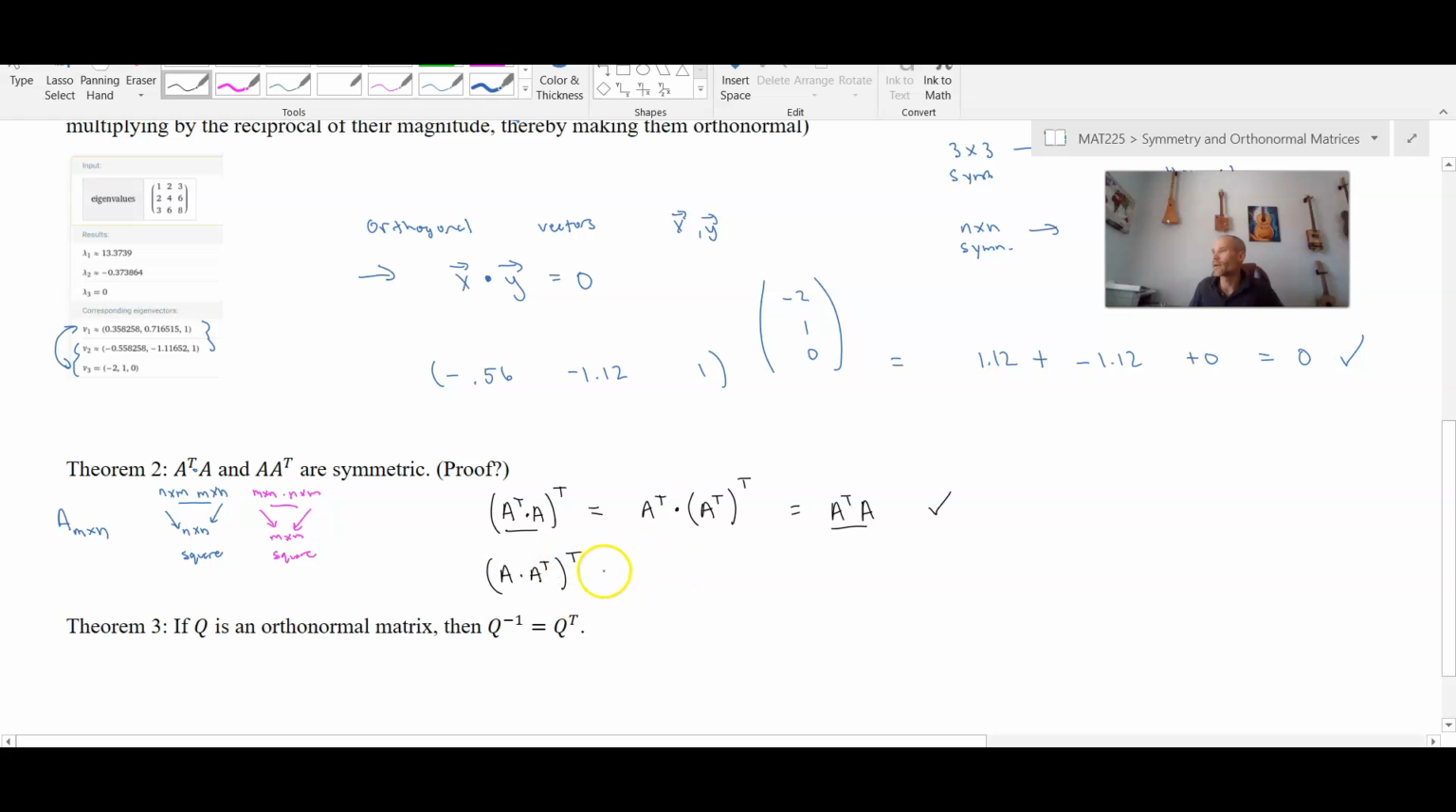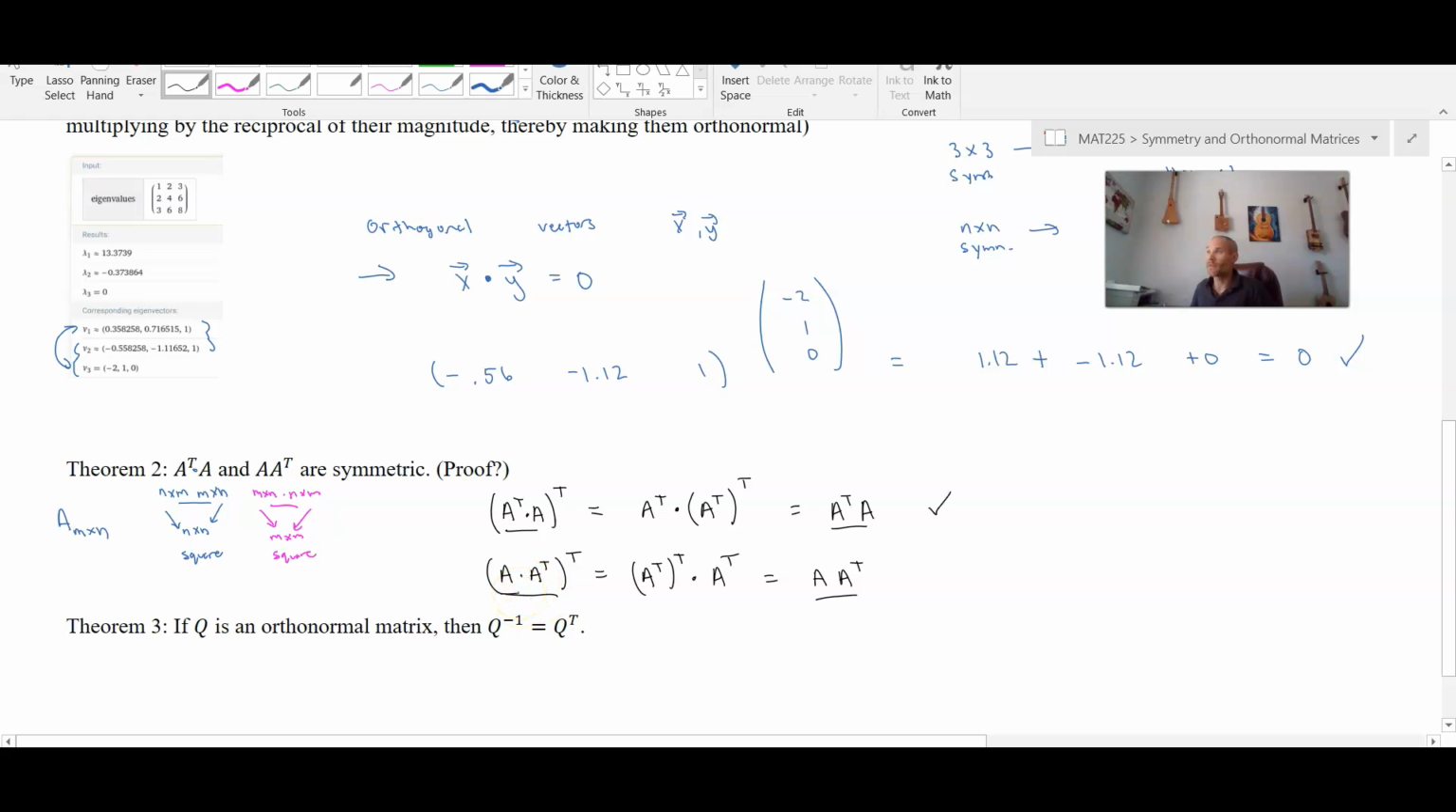The same notion goes for A A transpose. If I take the transpose of that, it'll just be the second matrix transposed multiplied by the first matrix transposed. And again, A transpose transpose is A, times A transpose, and we see that we get exactly what we started with.